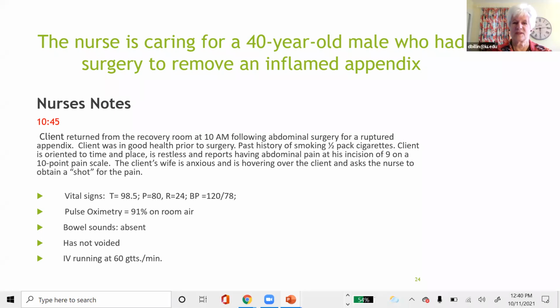Okay, some additions. Well, we don't have that information about the urine output, I don't think, but interesting to note. Let's say that he has not voided. You're right.